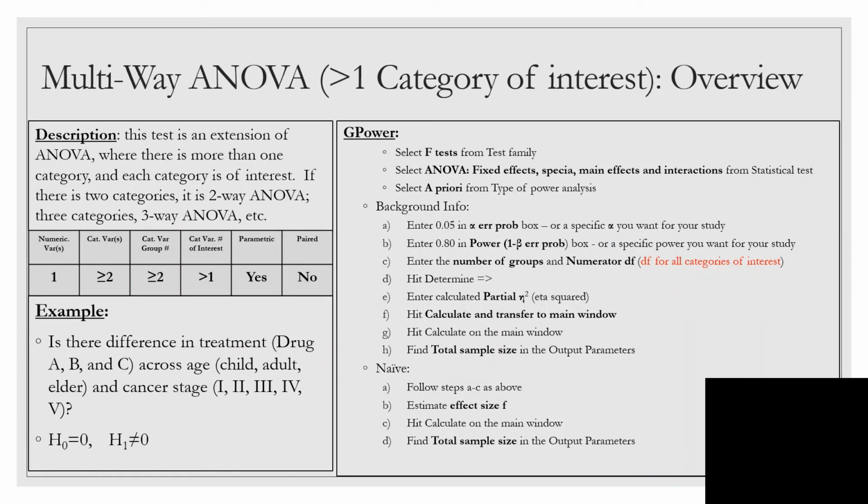So we talked about the one category of interest. We can also do the Multiway Anova with more than one category of interest. That's where you're actually interested in multiple categories. You're not trying to control for it like in the blocking. If there are 2 categories of this, we often call this Twoway Anova. If there are 3 categories, 3-way Anova, etc. Obviously, the more categories, the more complicated your design is, the more samples you're going to need.